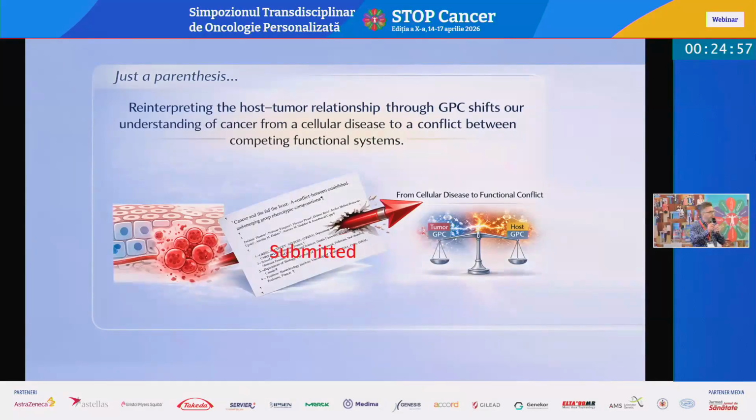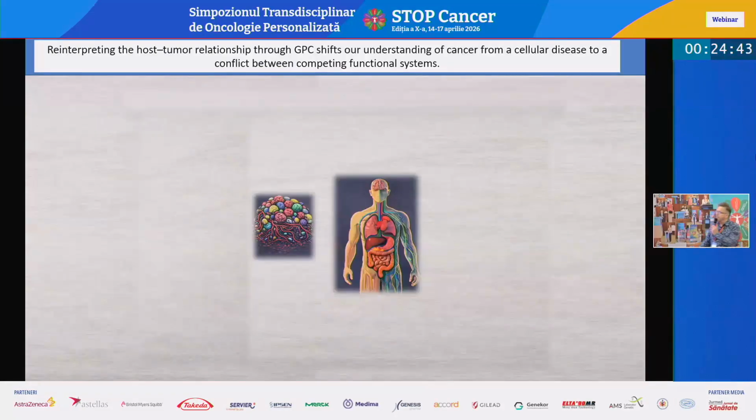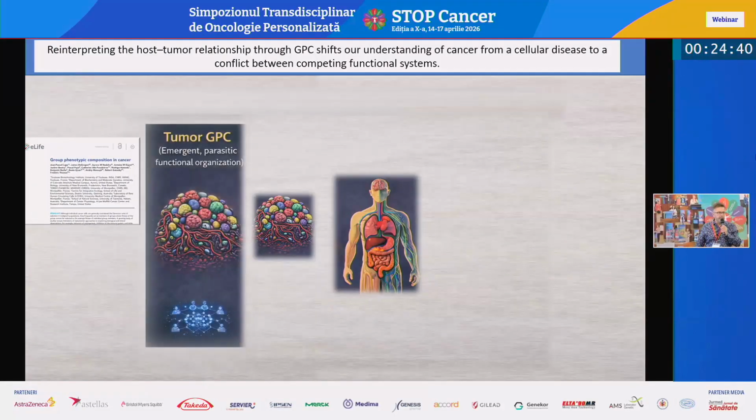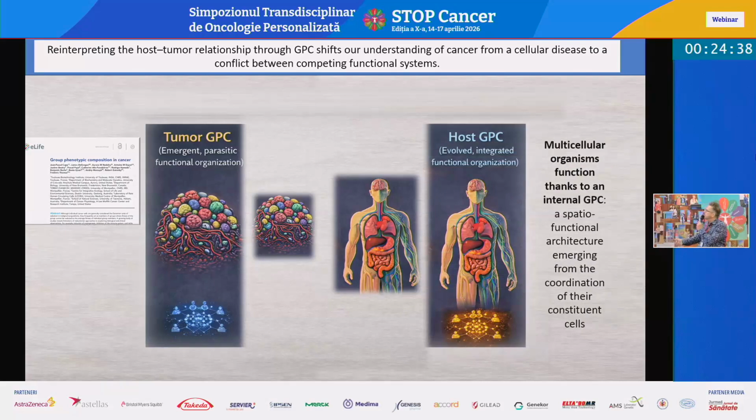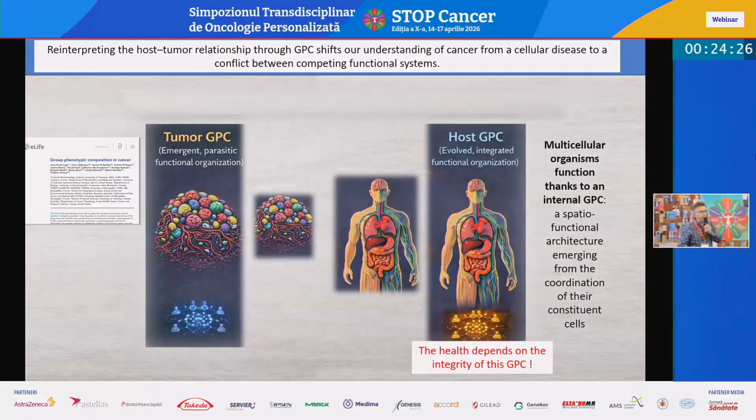Okay, it's time to open a parenthesis just to highlight that reinterpreting the host-tumor relationship through the GPC shifts our understanding of cancer from a cellular disease to a conflict between competing functional systems. Tumors have a GPC, we have just mentioned that, but the host has a GPC as well. Multicellular organisms function thanks to an internal GPC, a spatio-functional architecture that emerged from the coordination of the constituent cells. And your health strongly depends on the integrity of that GPC.